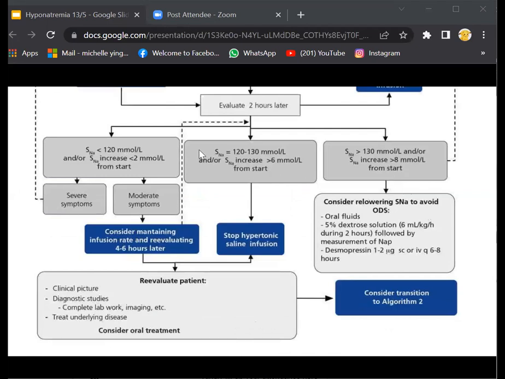Then when you monitor the serum sodium, if it's less than 120 millimole per liter, or there's an increase of less than 2 from the start, you should go back to the start of the algorithm and treat as severe symptoms. If there are moderate symptoms, you should consider maintaining the infusion rate and evaluating 4 to 6 hours later. If the serum sodium concentration is between 120 to 130, you can stop the hypertonic saline infusion.